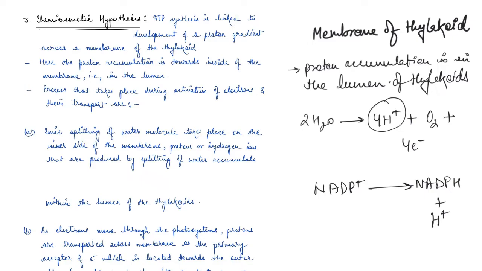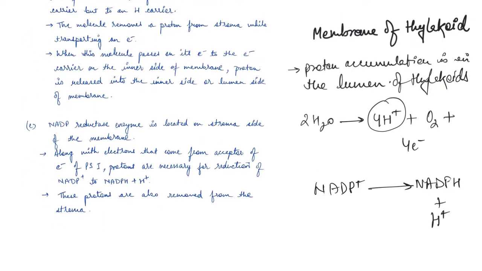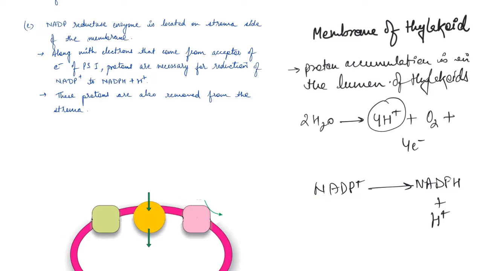So this gradient is very important, guys. It is important because it is the breakdown of this gradient that leads to the synthesis of ATP. Always remember that because of the breakdown of this gradient, the synthesis of ATP happens, right? The gradient is broken down due to the movement of protons across the membrane to the stroma through a transmembrane channel. This is known as CF0 of the ATP synthase.